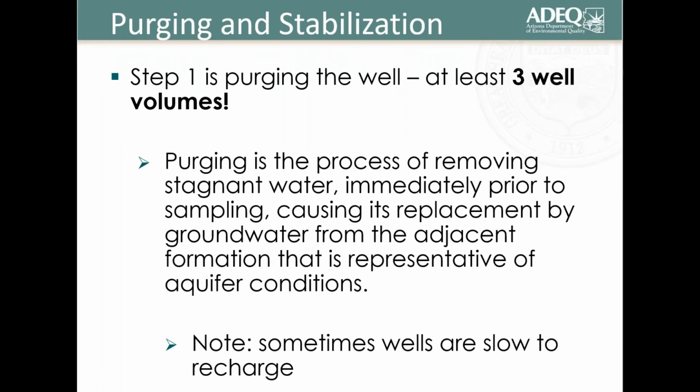That could be done using a bailer or using the pump and tubing. This is where the pump is really useful, because we can measure how much volume we're removing from the well. When we're purging, we're pulling the water out of the well, and so we're causing groundwater to be replaced from the formation into the well. We're accessing the groundwater formation.